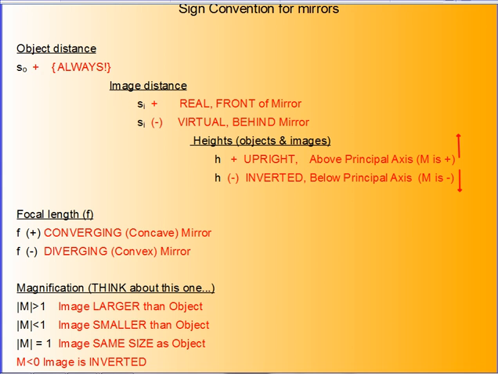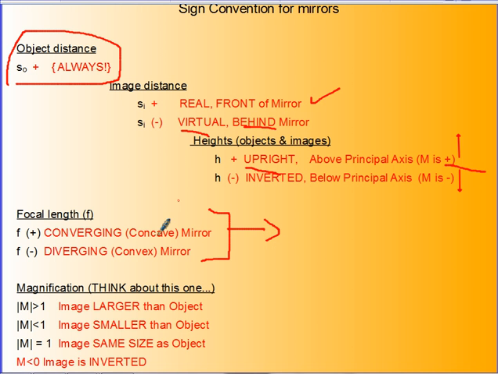Now, sign conventions. Your object is always positive. Please, it doesn't do you good to stick an object behind the mirror. If the image distance is positive, it's real and it's going to be in front of the mirror. If the image distance is negative, it's virtual and behind the mirror. If the height is positive, then it's upright, and that just means it's above the principal axis. While if the height is negative, it's hanging upside down, and the magnification is going to be negative. Remember, F is positive for converging mirrors and negative for diverging mirrors.